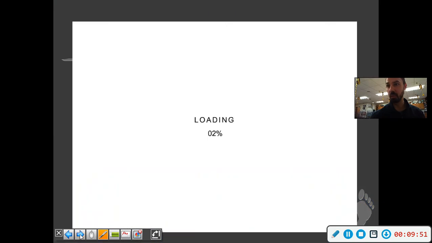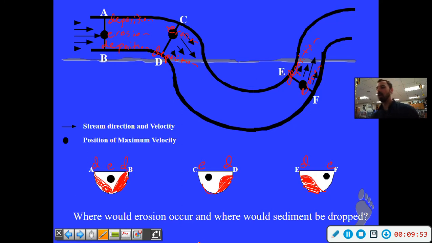So if we were to generalize this idea, where would erosion occur? Erosion always occurs where the velocity is greatest. So wherever the velocity of the river is greatest. And where would sediment be dropped or deposited? So deposition, that's the word. Velocity is least. So as water slows down, it's going to drop sediment right in its tracks.